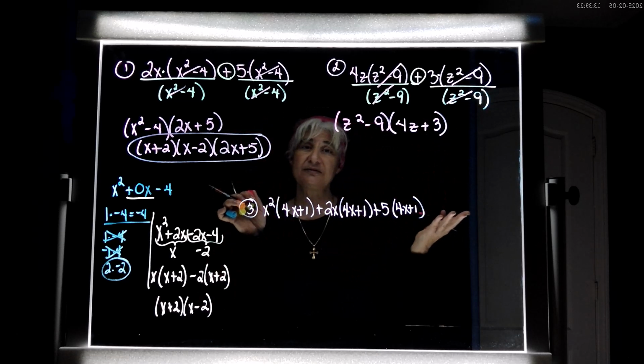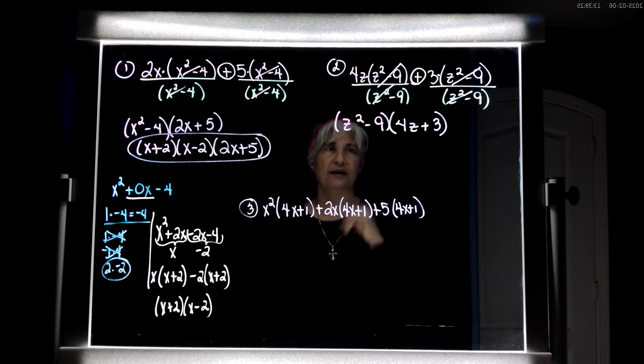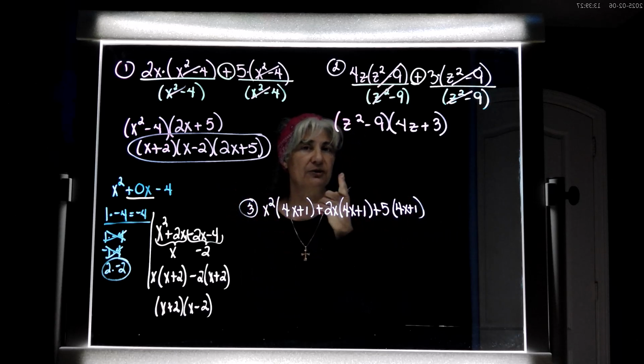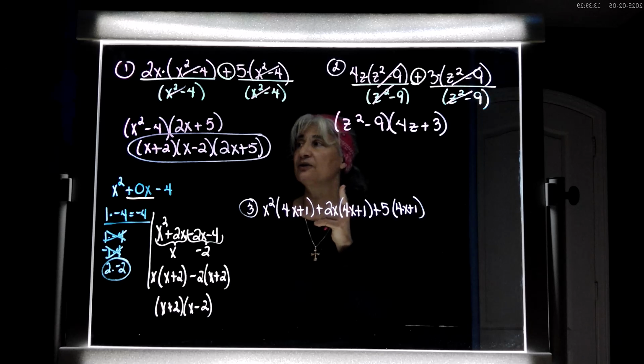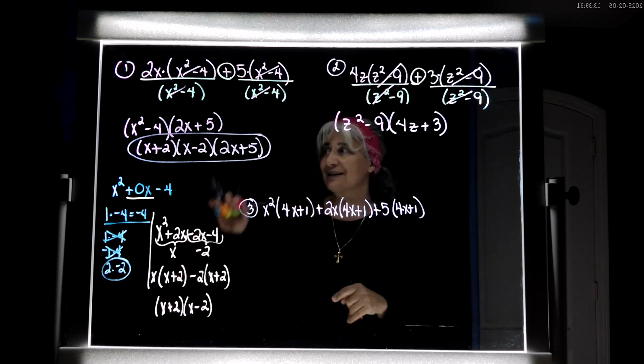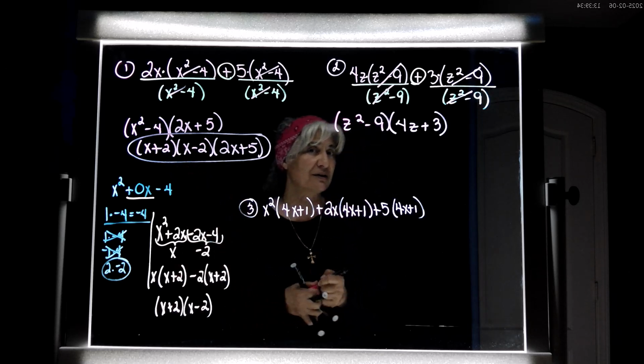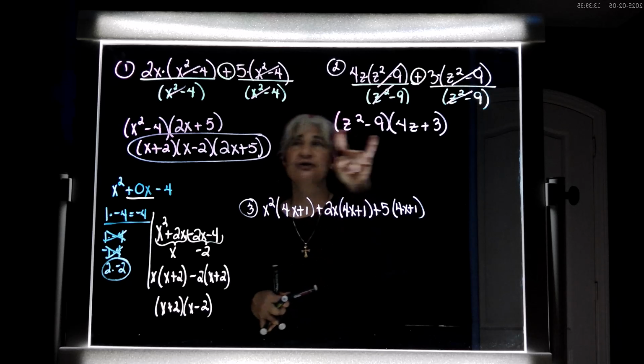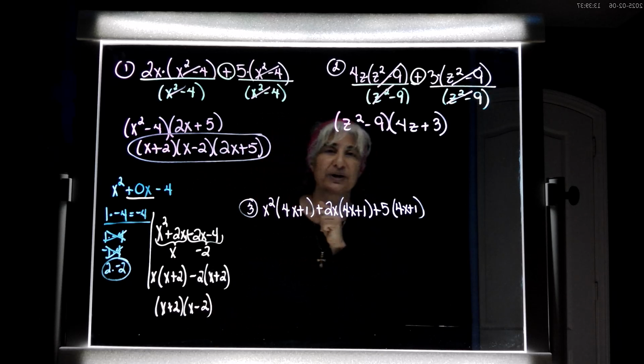It's multiplication. You're like, wait, that z squared minus 9 looks familiar. Better look familiar, because even though the variable's different, it kind of looks like x squared minus 4. There's 2 terms, and here's the great thing. They're both squared, or they're both perfect squares, aren't they?